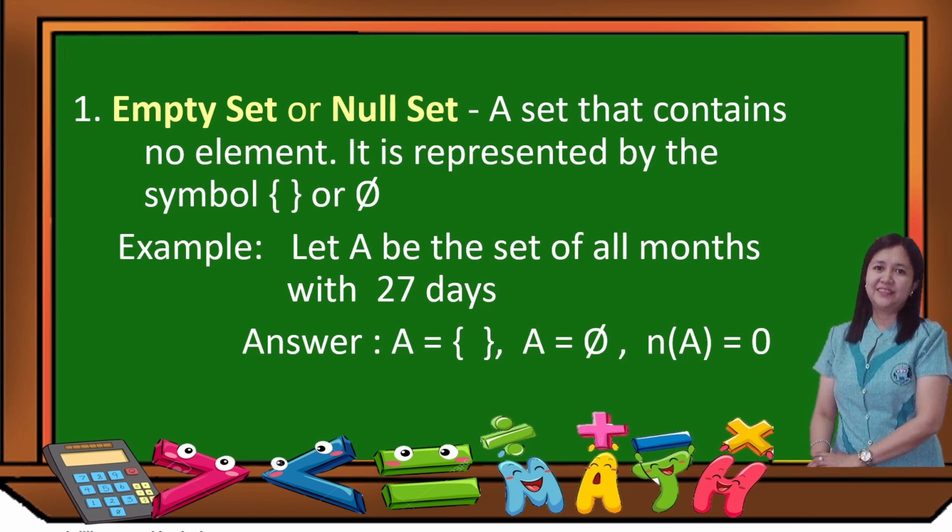Then, writing the cardinality, we are going to express it as small letter n, enclose in parentheses the name of the set, which is set A. It is equal to 0, since there is no element. Do you understand? Good.